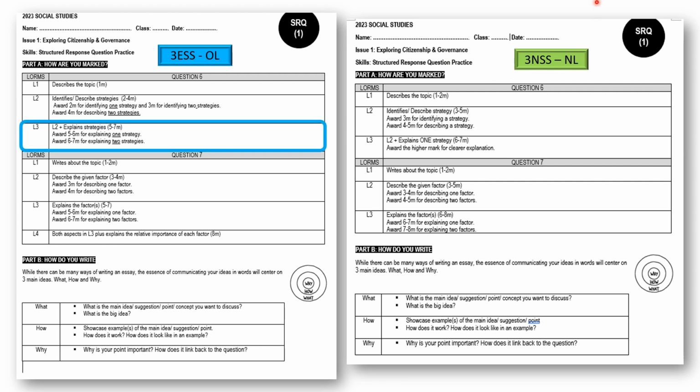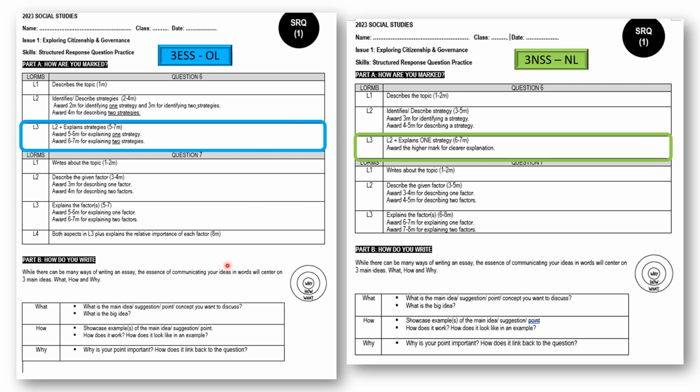And if you look at the 3E for question 6, which is what we are going to do today, it is really about giving two paragraphs of answers, whereas for the 3N or N level students, you will be expected to just give one strategy. So that's the big difference.